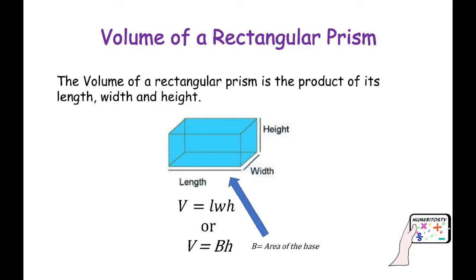You are going to see this formula to find the volume of some prisms, and V represents the area of your base. Because we are going to focus today on rectangular prisms, the area of our base is just length times width. So let's use today length times width times height.